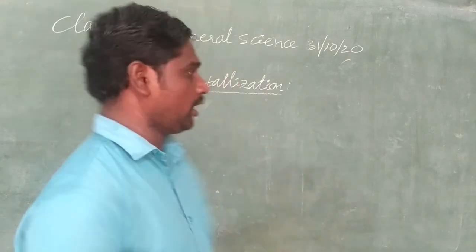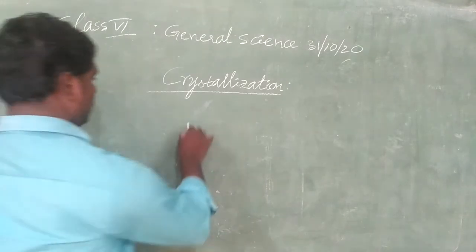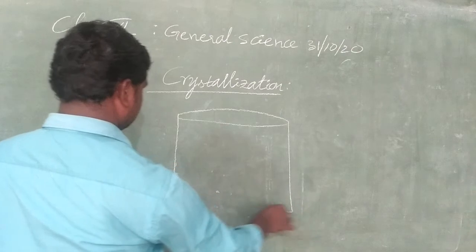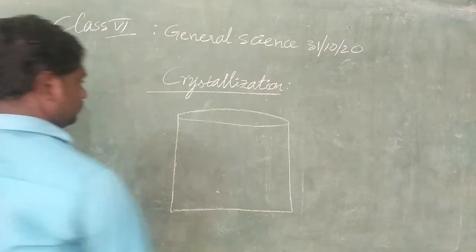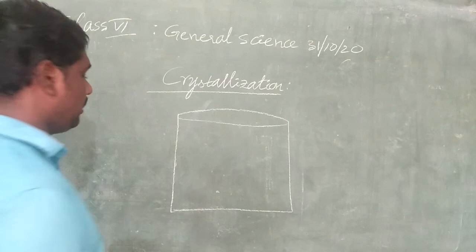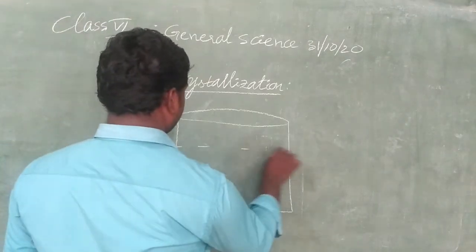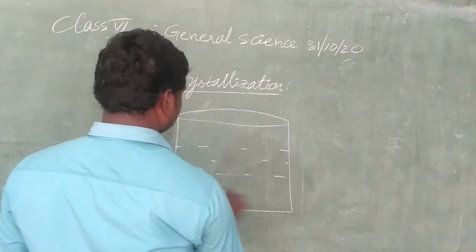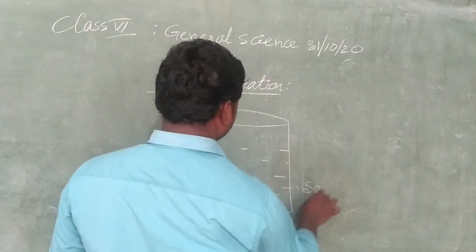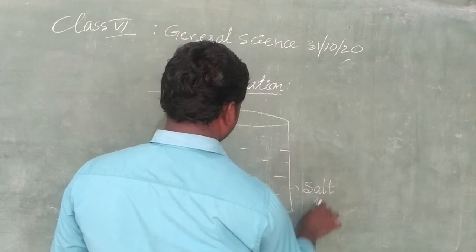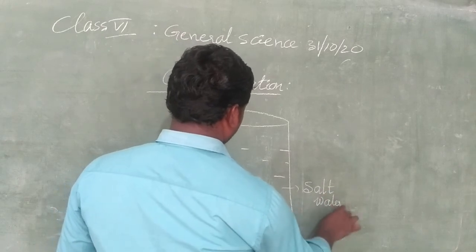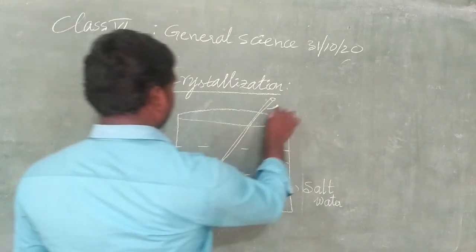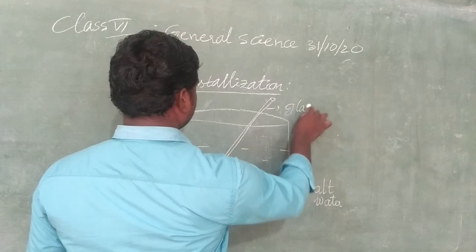Okay, students. Now in this method, first we take a glass beaker. This is the glass beaker. Now in this glass beaker, we take a salt solution. This is the salt solution or salt water. Now put a glass rod. This is the glass rod.